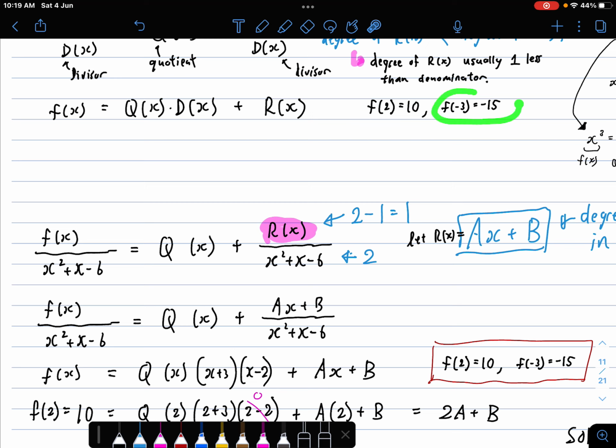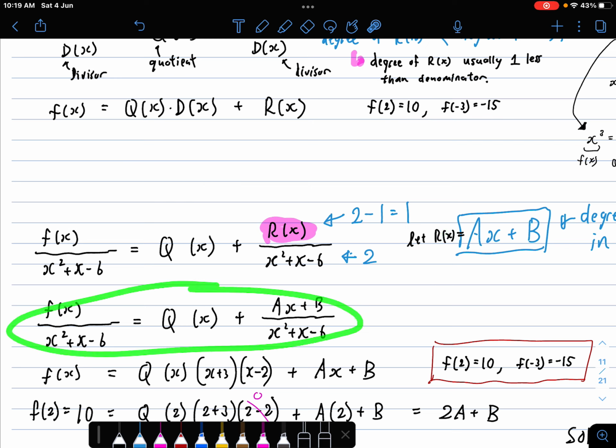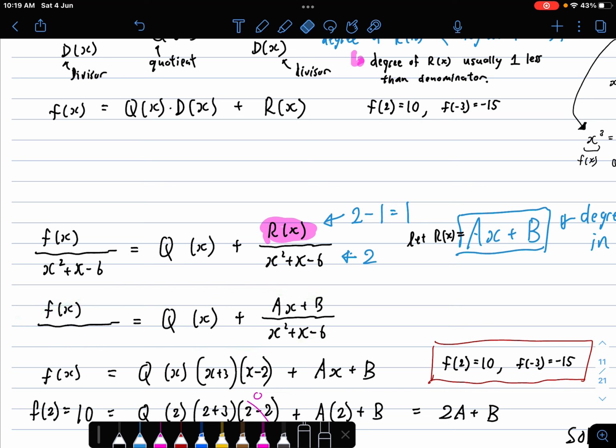Likewise, when you divide by x plus 3 you get remainder negative 15. So f of negative 3 equals minus 15. Using these 2 facts we can substitute into this equation. Then we can solve. But before we do that, let's just simplify this expression a little bit. What we realize is x squared plus x minus 6 is coincidentally the same as x plus 3 times x minus 2. Okay, so I just factorize.